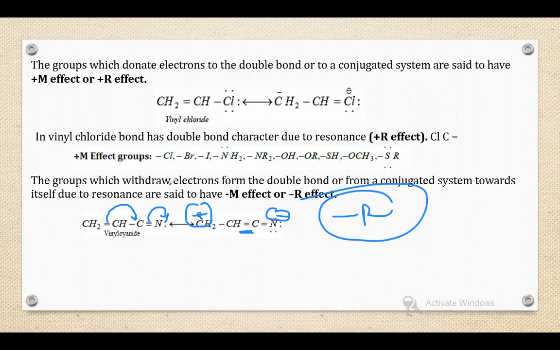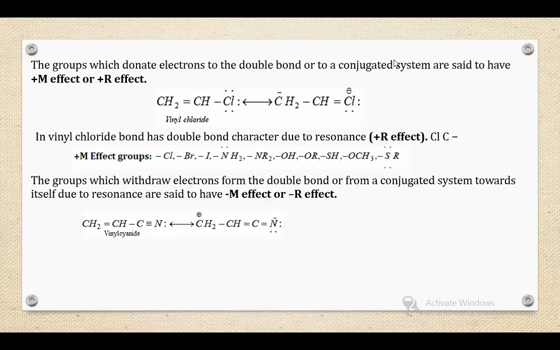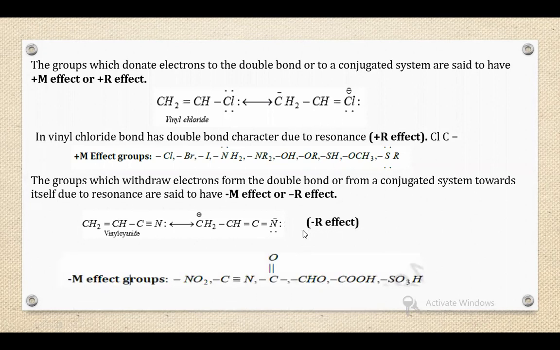It is a negative resonance effect because the substituent group has electron withdrawing capacity. The CN group is a strongly electron withdrawing group. Not only the CN group: CHO, CN, NO2, COR have a tendency to drag the pair of electrons from the unsaturated carbon. They show the minus R effect. Compounds with NO2, CN, C double bond O, CHO, COO and SO3H show the minus R effect, the negative resonance effect.